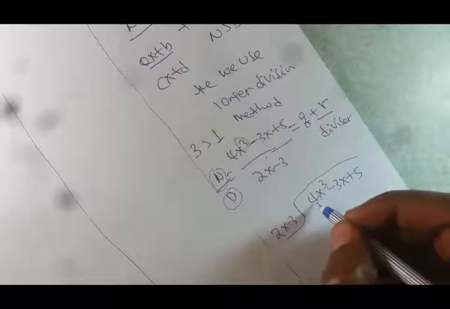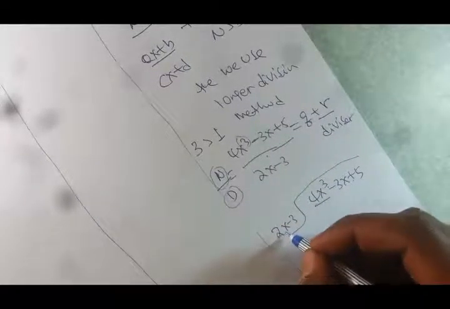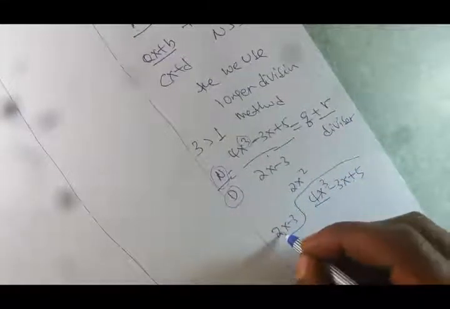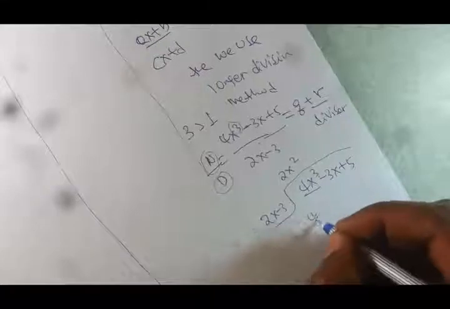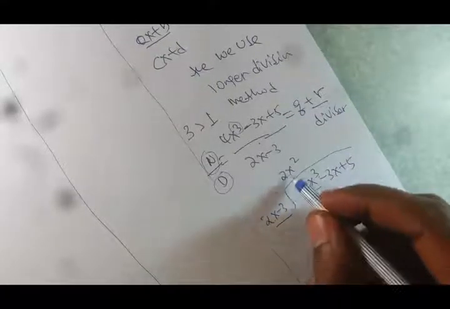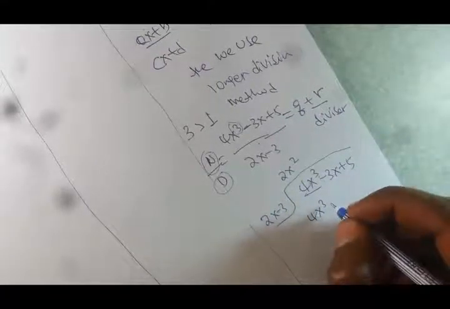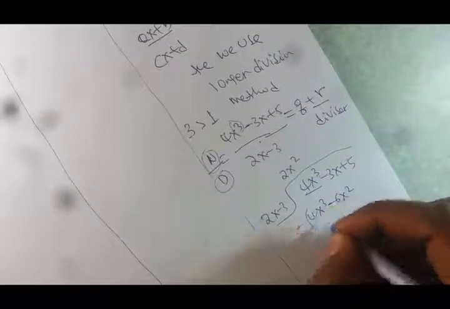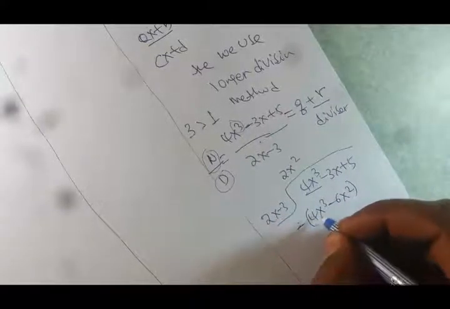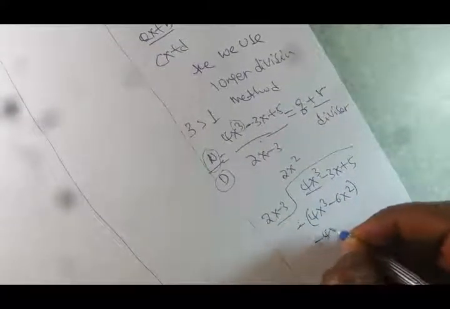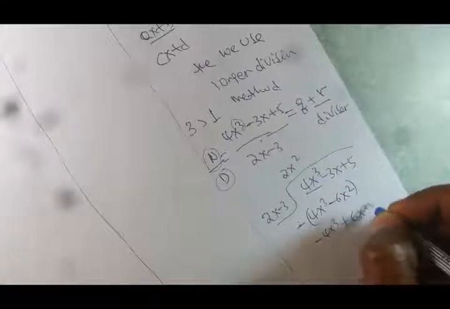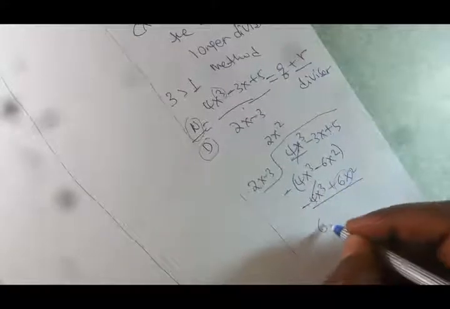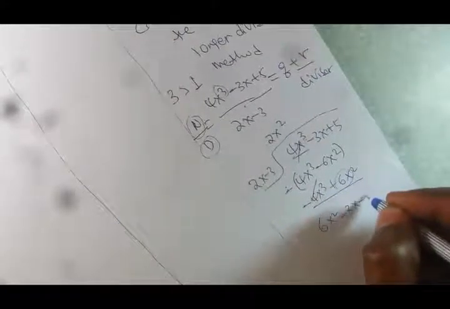We will first divide 4x cube by 2x, it becomes 2x square. Therefore 2x square multiplied by 2x becomes 4x cube. Minus 3 multiplied by 2x becomes minus 6x square. This will be negative. Therefore when we negate 4x cube minus 6x square, it becomes minus 4x cube plus 6x square. This will be cancelled, and we are left with 6x square minus x plus 5.